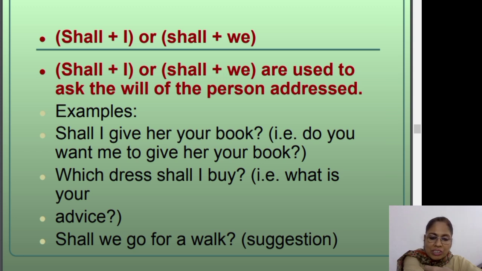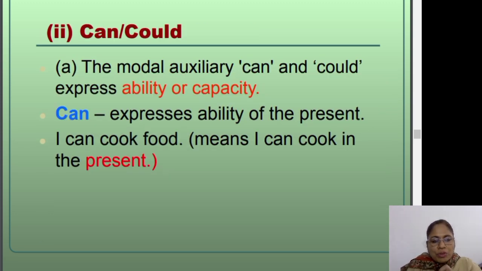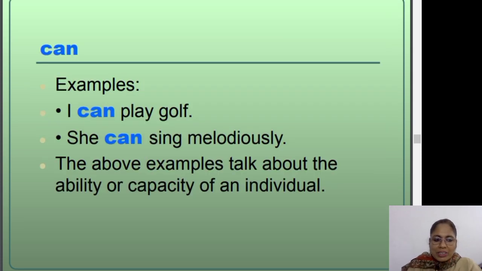The usage of the modal can or could. The modal auxiliary can and could express ability or capacity. It is one usage of this modal. Can expresses ability of the present time. If I say I can cook food, it means I know how to cook food and I can cook it in the present time also.